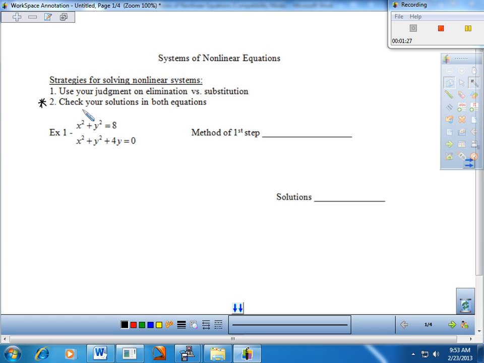Let's get into example 1 that I see on my board here. This would be the first conic section. Both equations would produce that first conic section, which is circles. The top equation would produce a circle on the coordinate plane, and the bottom equation would produce a circle on the coordinate plane. Graphically, what we would be doing is seeing where they intersect. We'll be solving this algebraically, of course.